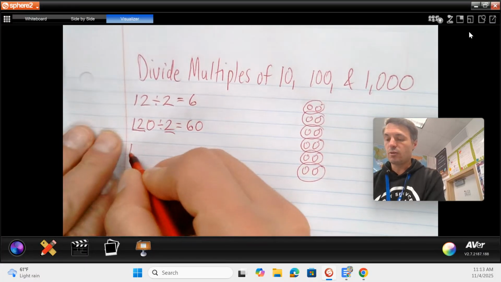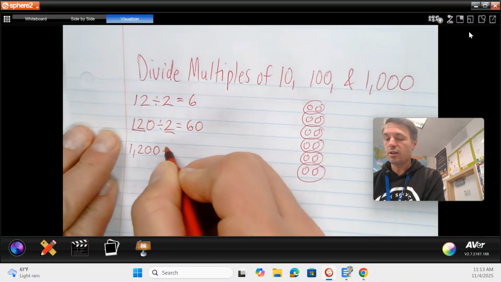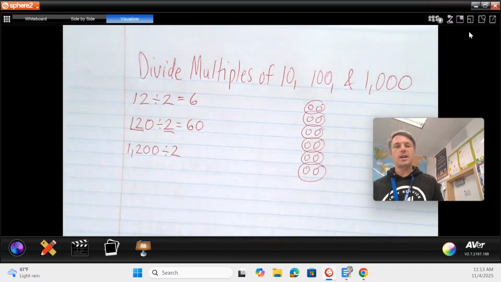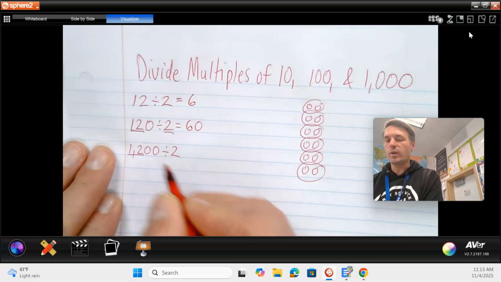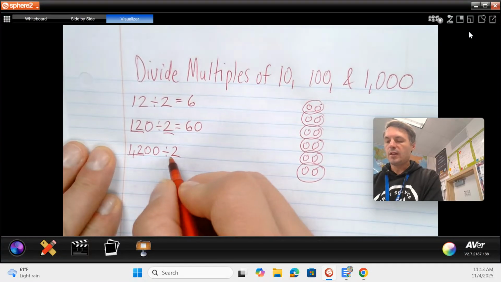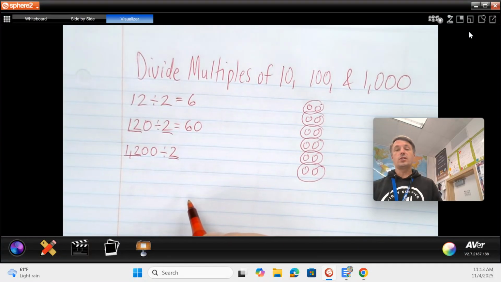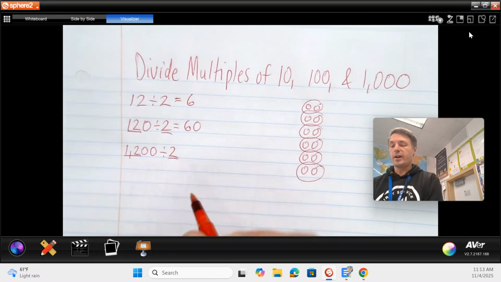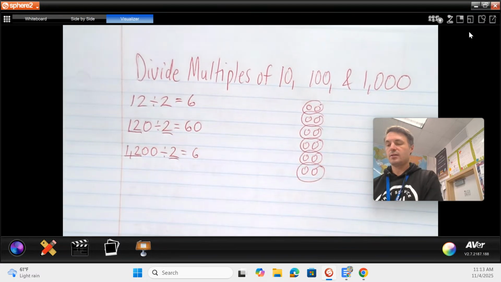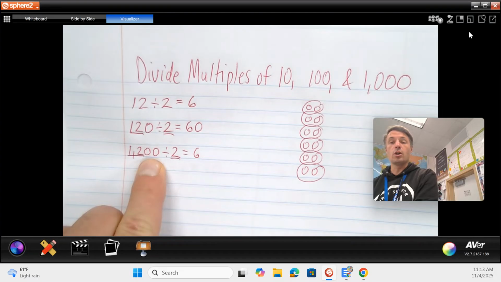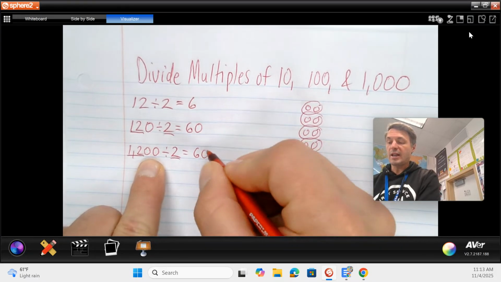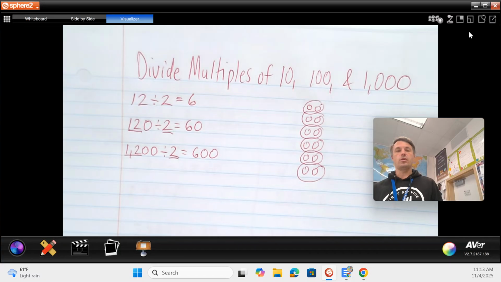Or what if it's 1,200 divided by 2? Again, just underline the 12 and the 2, the non-zero parts. 12 divided by 2 is 6, and since there are 2 zeros in the dividend, we add 2 zeros to the right of the quotient. So 1,200 divided by 2 is 600.